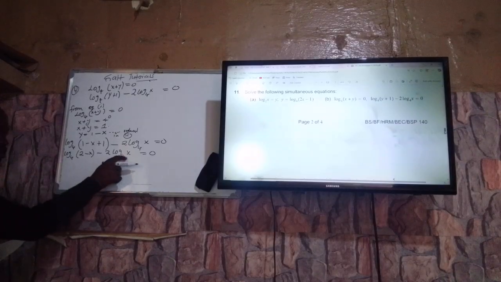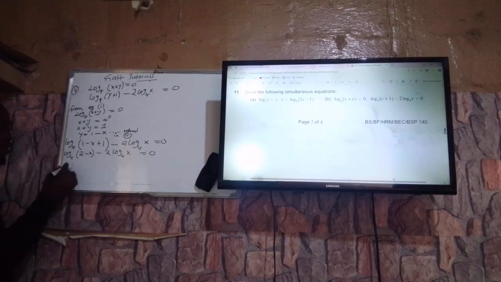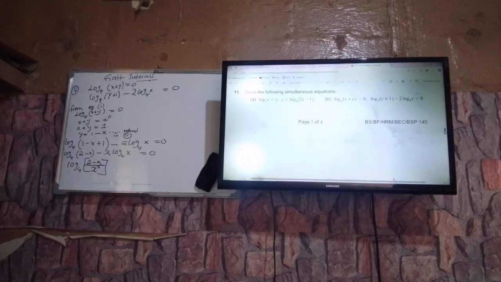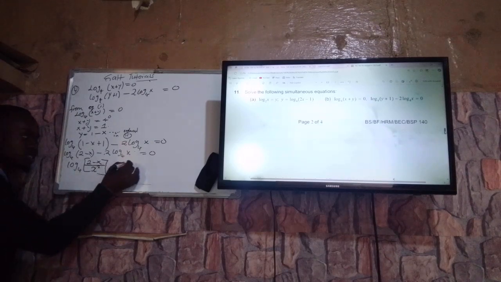We can simplify this as one log from the properties. This is log 4, this is log 4. This can go up and becomes log 4. The numerator will be 2 minus x over the denominator, when this crosses, becomes x squared. And the whole lot of this is equal to what? Is equal to 0.